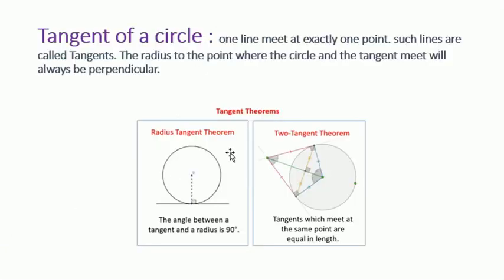Tangent of a circle. Already we know a line that meets a circle at exactly one point. Such lines are called tangents. The radius to the point where the circle and the tangent meet will always be perpendicular.